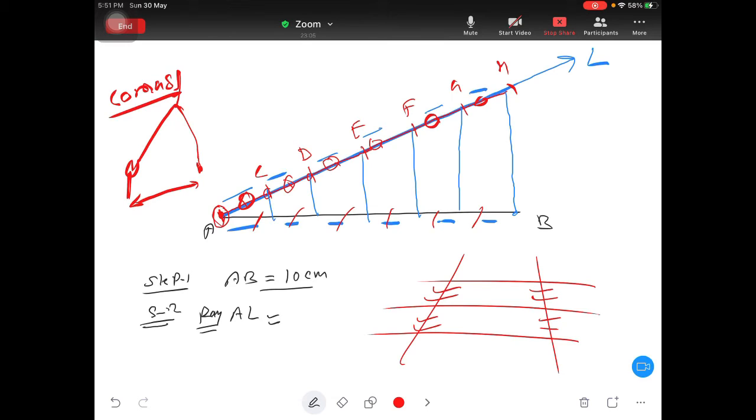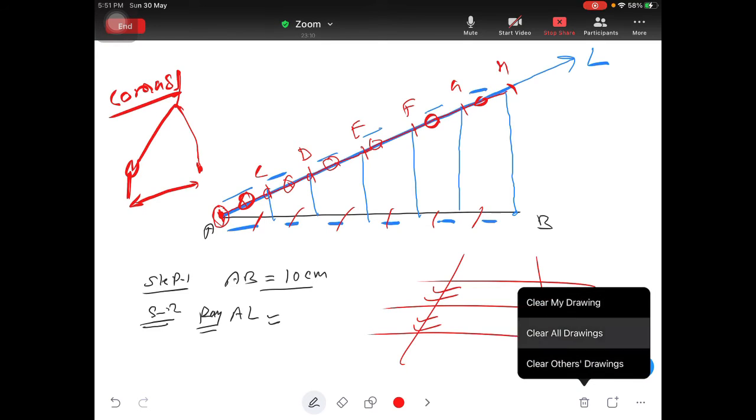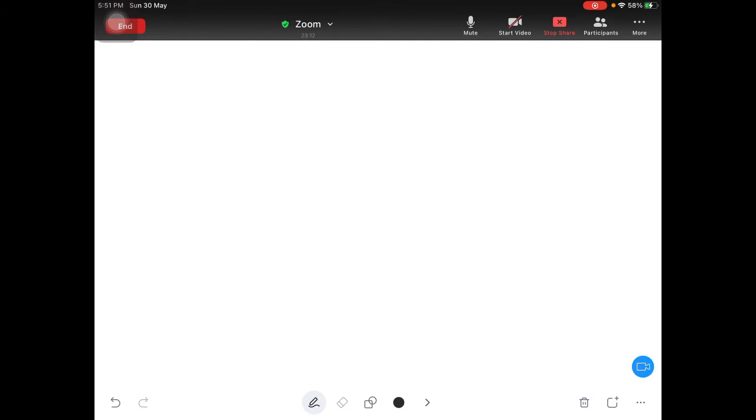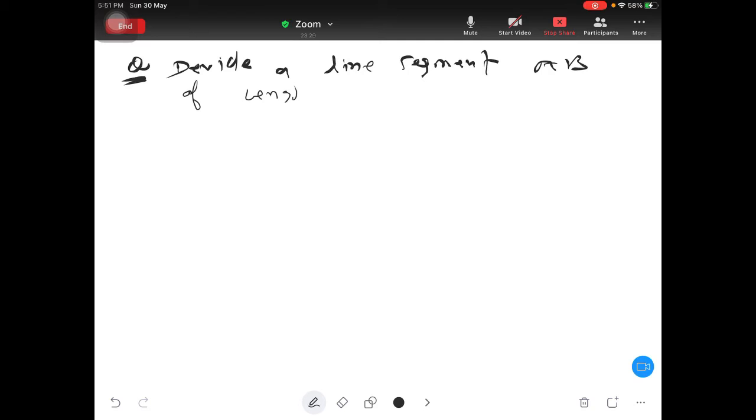So now we have another question. In that question, suppose question is, divide a line segment AB of length 8 centimeter in the ratio 3:2 internally.